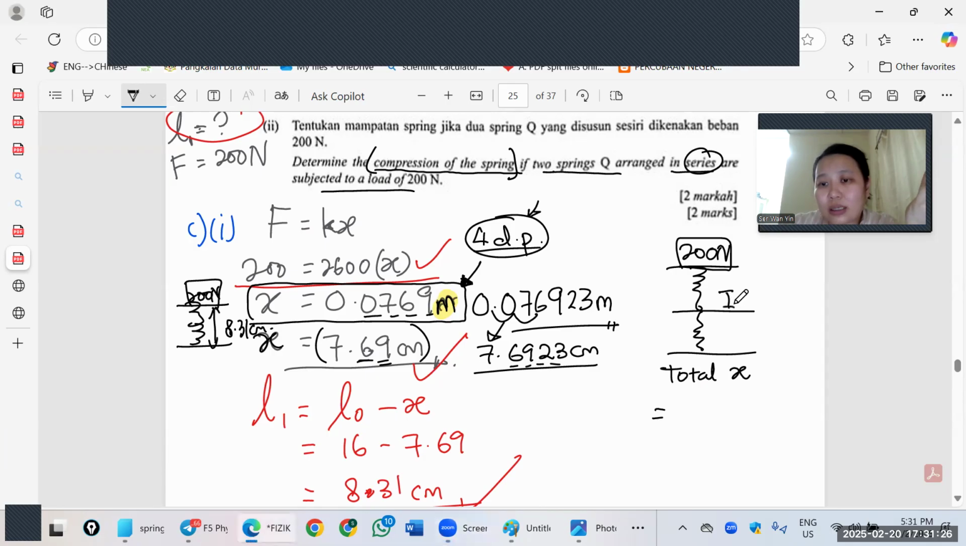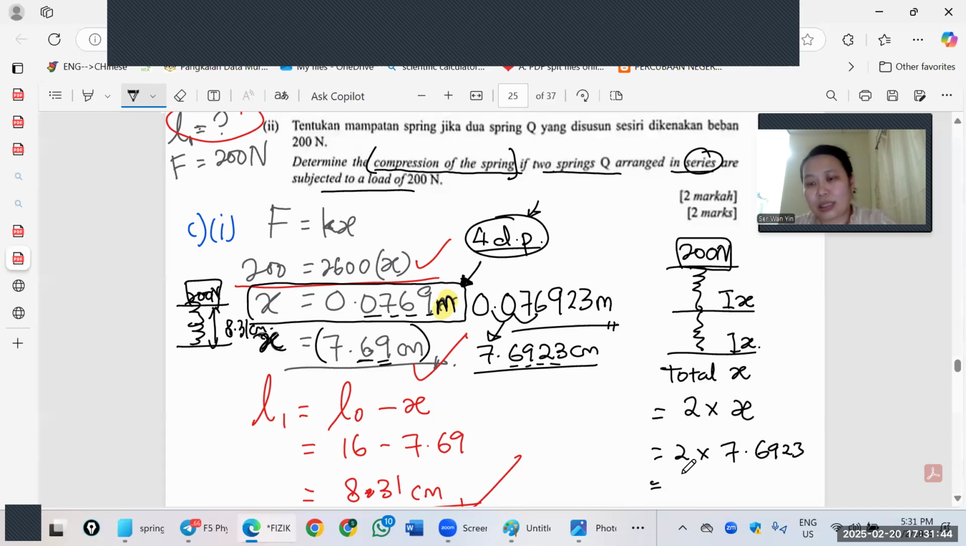So actually this is X plus this is X. Original X is this one. So we use 2 times X, 2 times 7.69 or 7.6923. Then we will get the total extent, the total compression would be 15.3846 cm.